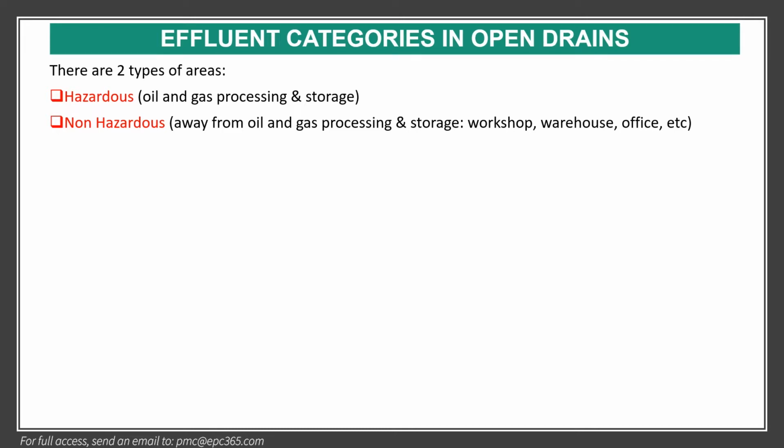So let's discuss effluent categories in open drain. We have two types of categories. One is hazardous, like oil and gas processing and storage. The other is non-hazardous, away from oil and gas processing and storage, like workshop, warehouse, offices.